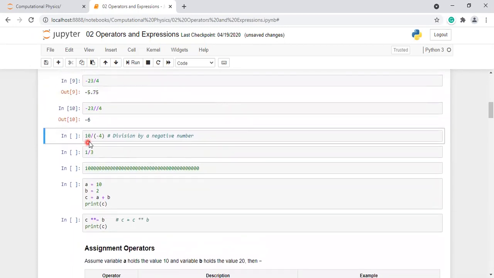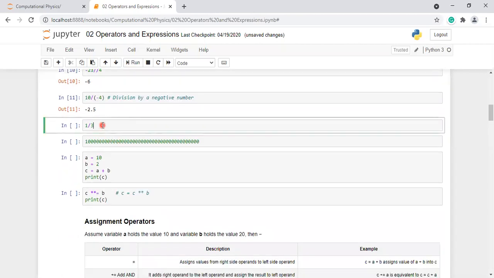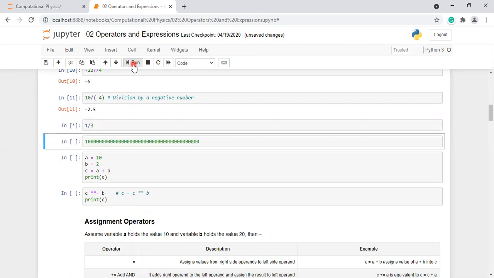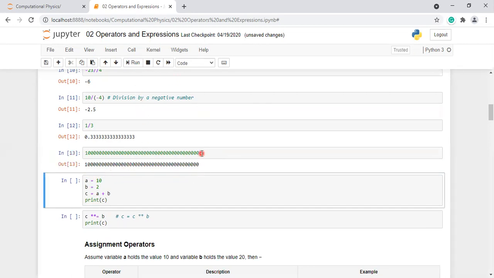Next, when you divide by a negative number, you simply enclose that number within parentheses. So 10 divided by minus 4 will give you minus 2.5. Then 1 divided by 3. When I run this, you should get 0.333333 and so on. Python can store very large numbers, so when I execute this cell, it will give us the same number.